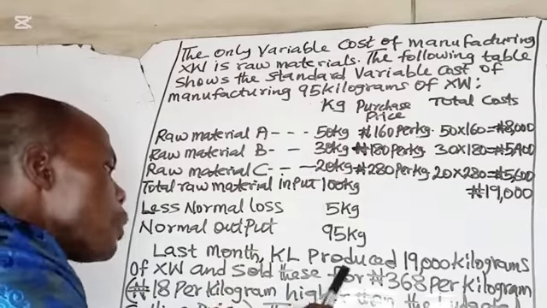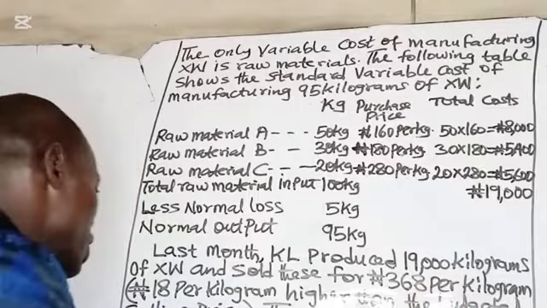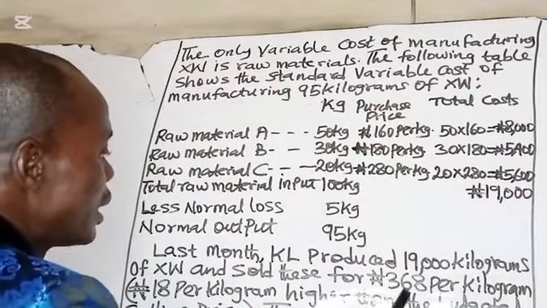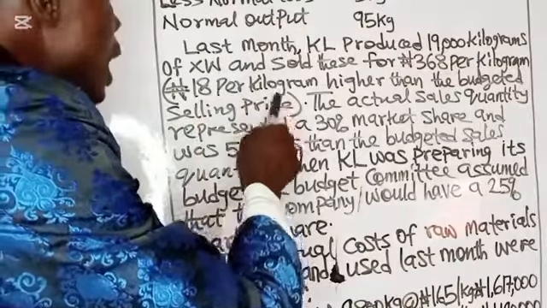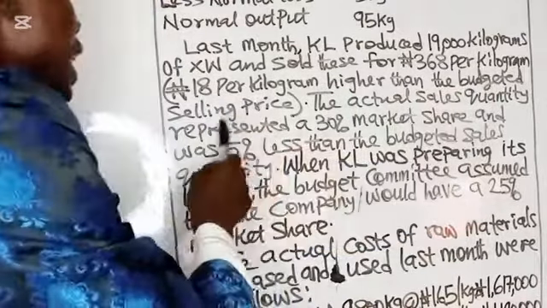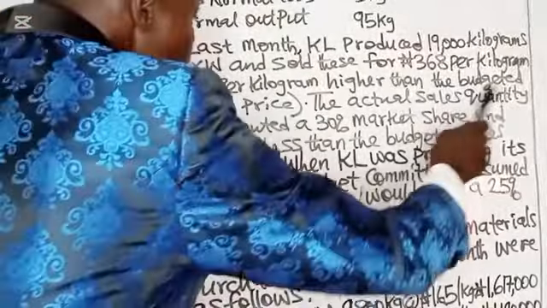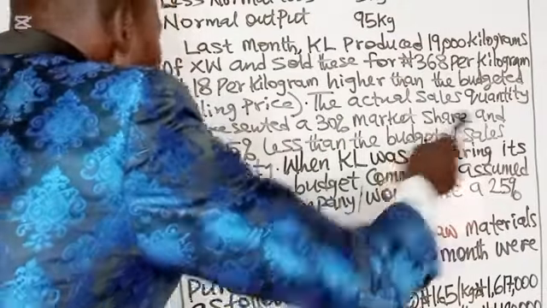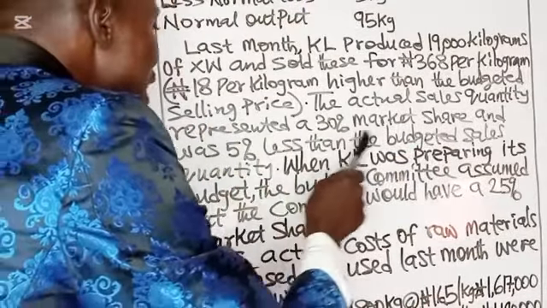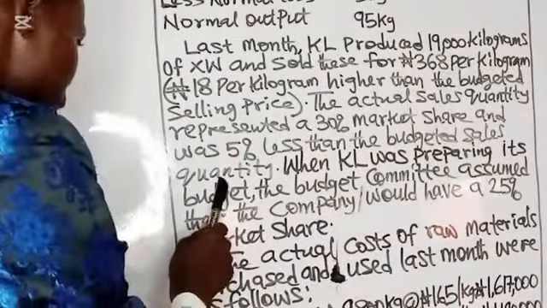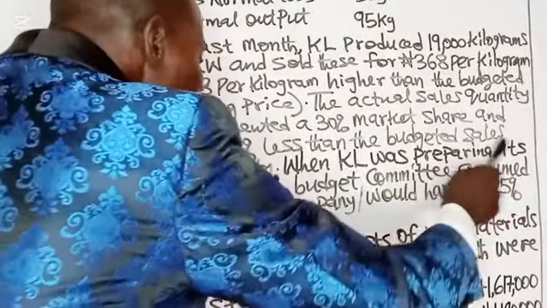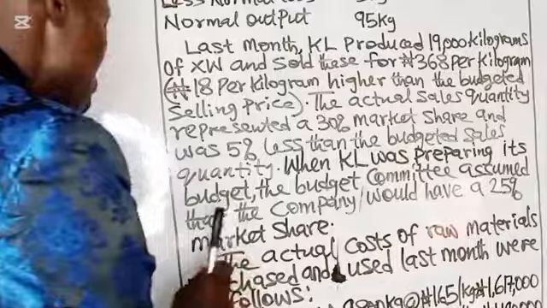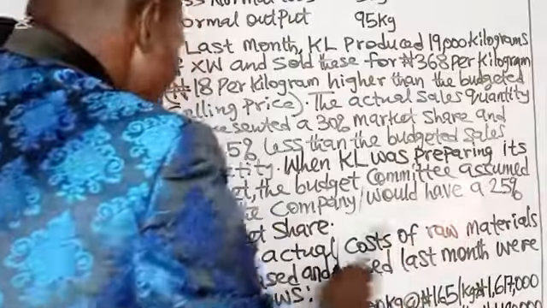Last month, KL produced 19,000 kilograms of XW and sold this for 368 naira per kilogram, 18 naira per kilogram higher than the budgeted selling price. The actual sales quantity represented a 30% market share and was 5% less than the budgeted sales quantity. When KL was preparing its budget, the budget committee assumed that the company would have a 25% market share.